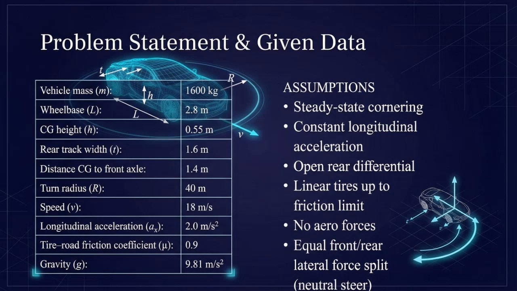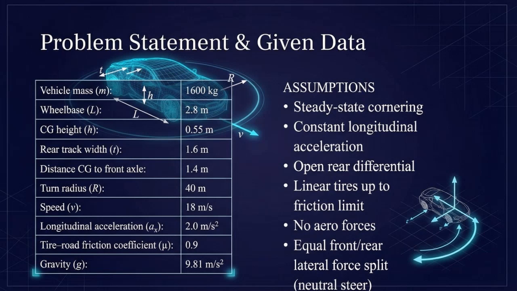The vehicle has a mass of 1,600 kilograms and a wheelbase of 2.8 meters. The center of gravity height is 0.55 meters, and the rear track width is 1.6 meters. The distance from the center of gravity to the front axle is 1.4 meters. The vehicle travels at 18 meters per second while negotiating a turn radius of 40 meters. A constant longitudinal acceleration of 2 meters per second squared is applied. The tire road friction coefficient is 0.9 and gravity is 9.81 meters per second squared.